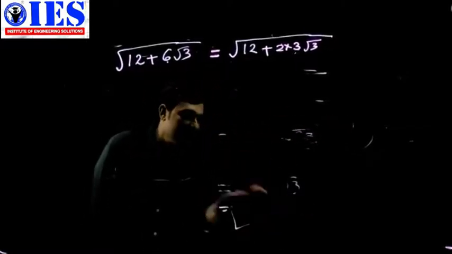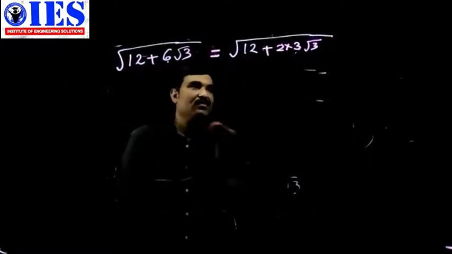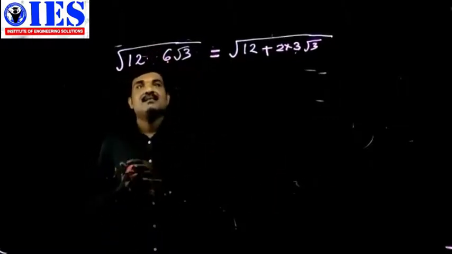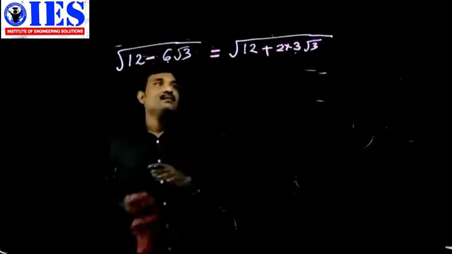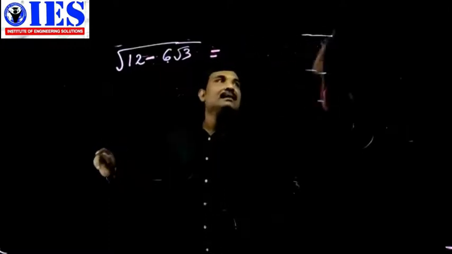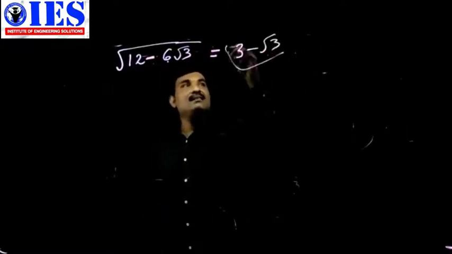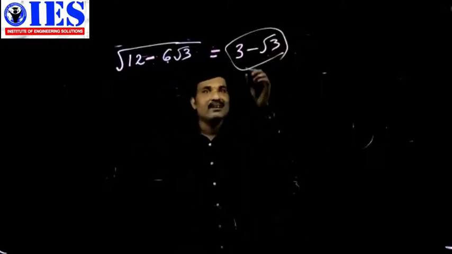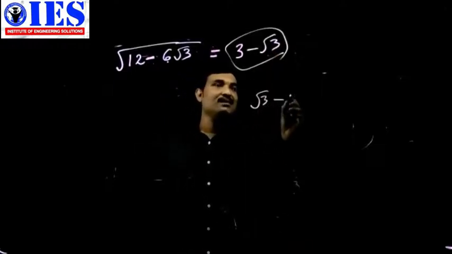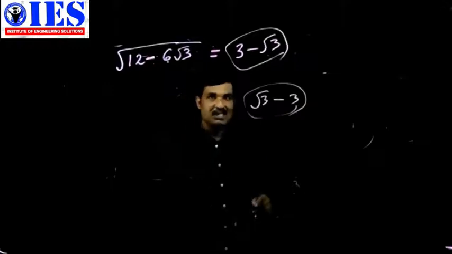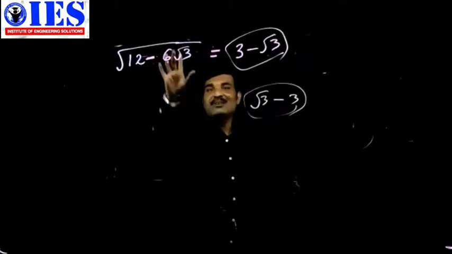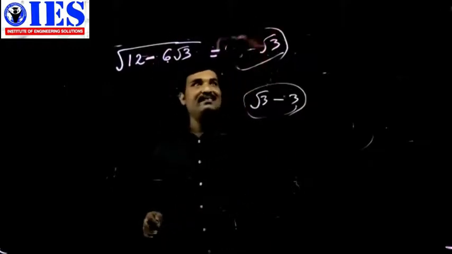Suppose here it is minus, then what happens? Our answer becomes 3 minus root 3. This is a positive number. If we write this in the form root 3 minus 3, this becomes negative. That is not possible since a square root is a positive quantity.